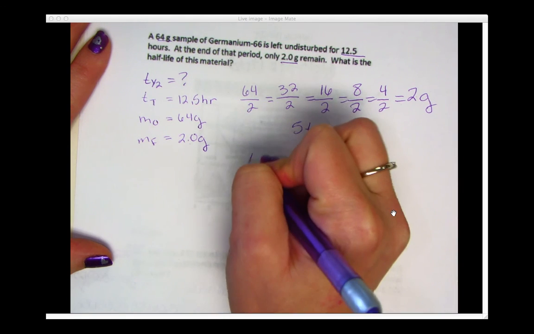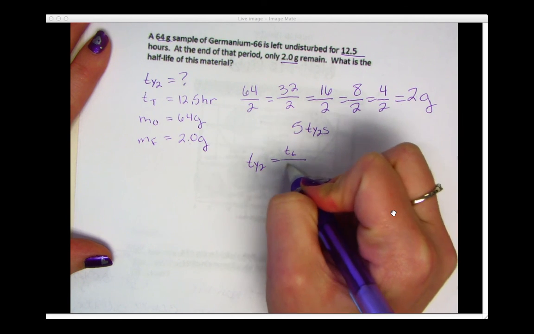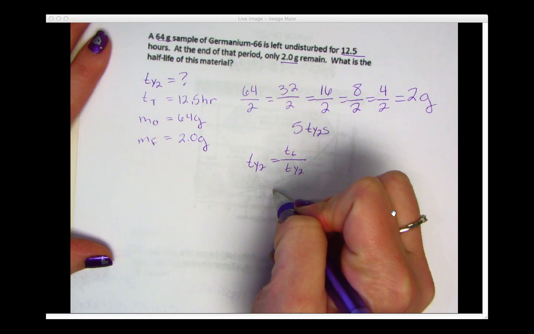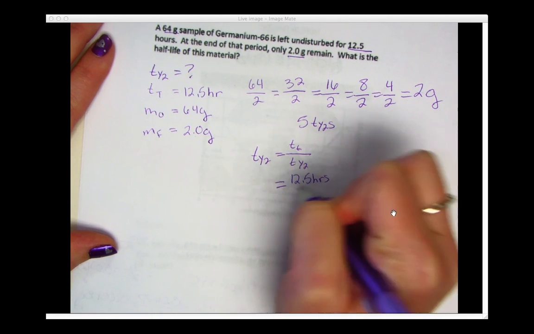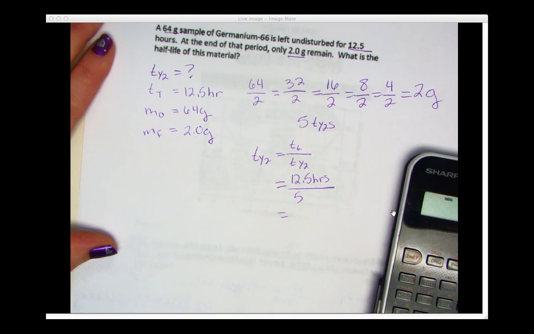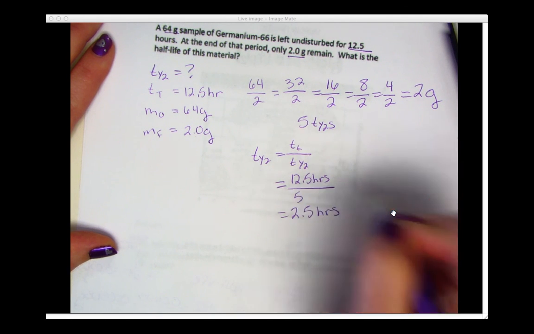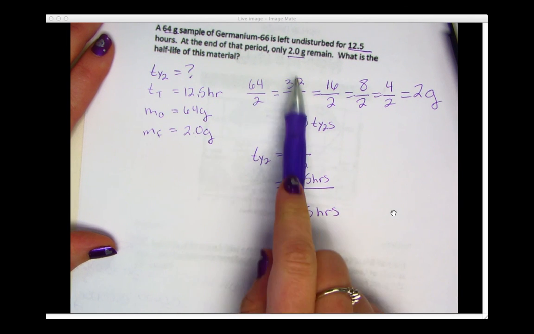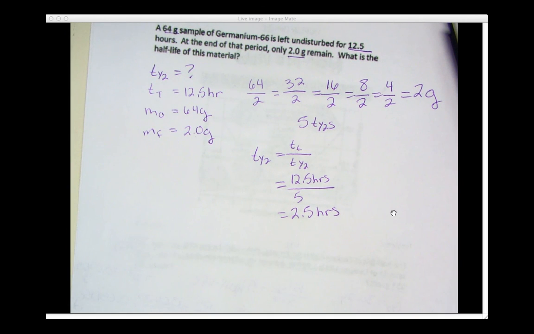So to figure this out, all you do is you take your total time and divide it by the number of half-lives. So we're going to take 12.5 hours divided by 5, and you get 2.5 hours. So every single time the sample was halved, it took approximately 2.5 hours. So hopefully this process helps you a little bit, shows you how to do it so that you're able to do your homework on your own.